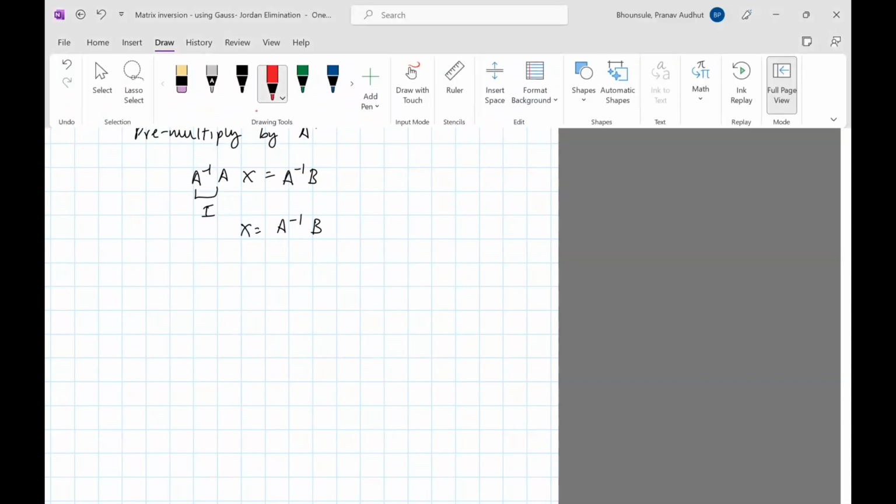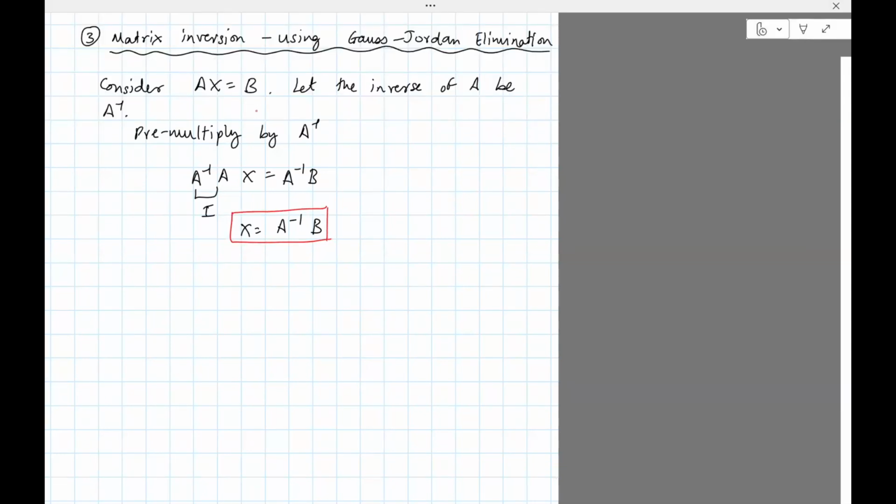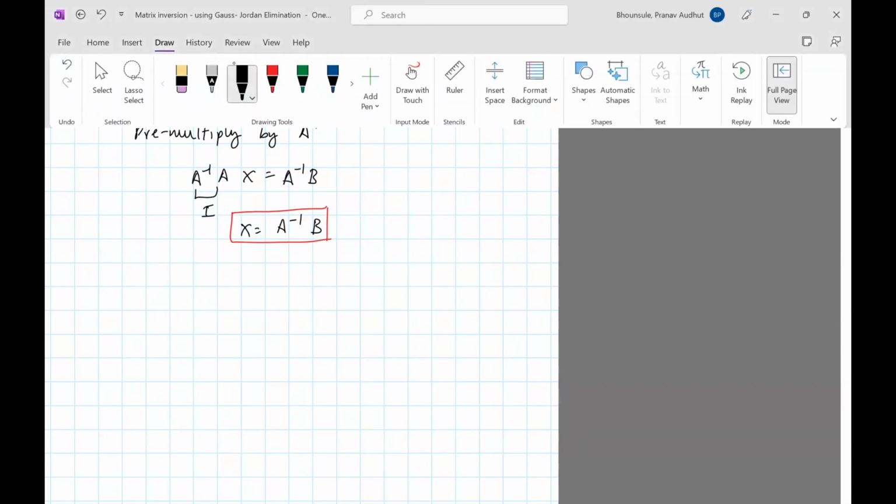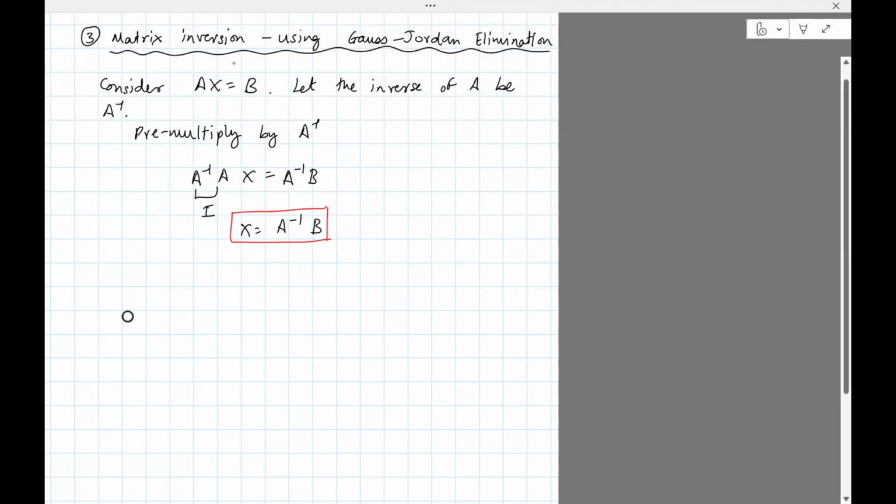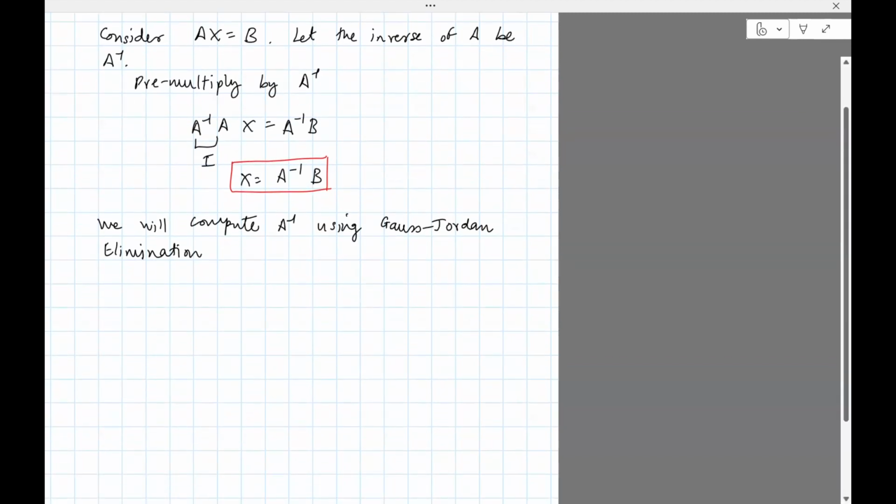Now, this is something you probably well know about, right? It's nothing new about this. Okay, but this method is about computing A inverse using Gauss-Jordan elimination. So we will compute A inverse using Gauss-Jordan elimination. Okay, that's, I guess, the new part.